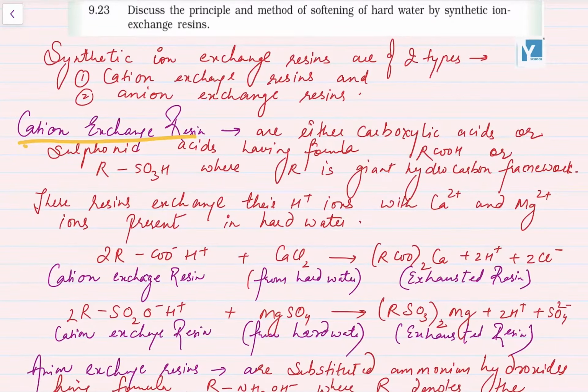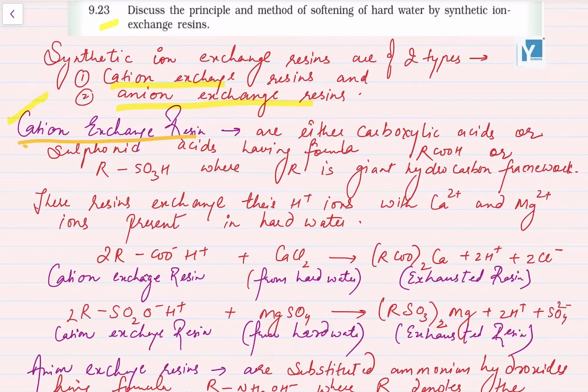Question number 23 is saying, discuss the principle and method of softening of hard water by synthetic ion exchange reagents. So students, synthetic ion exchange reagents are of two types, right? One is a cation exchange reagent, and another is an anion exchange reagent. So let us first discuss the cation exchange reagent.